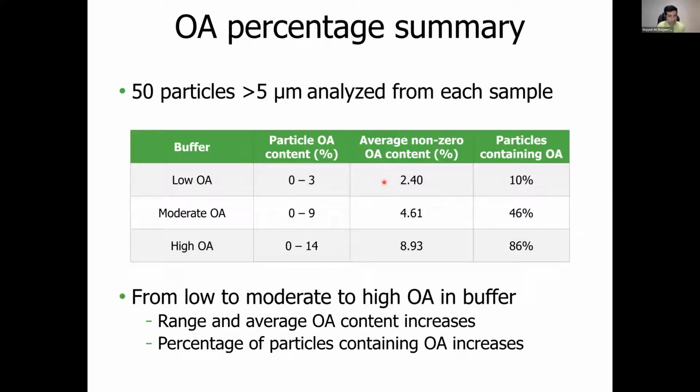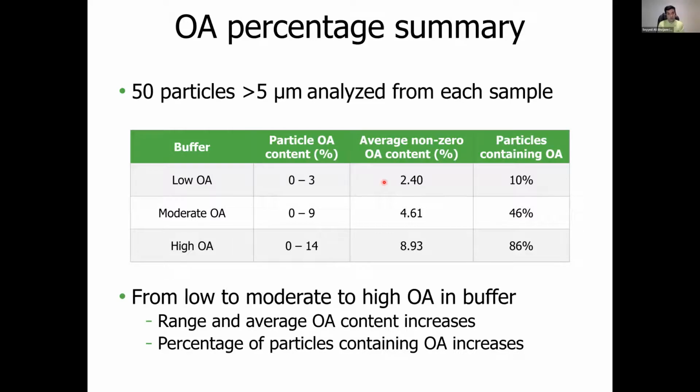But we did not stop there. We also looked at that based on the methodology that is very easy to develop in Hound, and Hound is actually built for developing these methodologies. We know that the range of the OA content in our protein aggregates varies from 0 to 3% in low OA content. But if we go to high OA content, the OA content ranges from 0 to 14%.